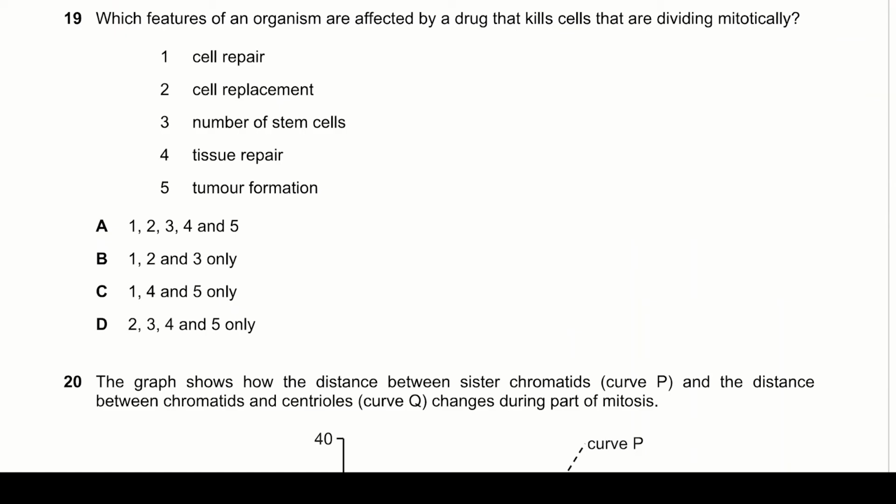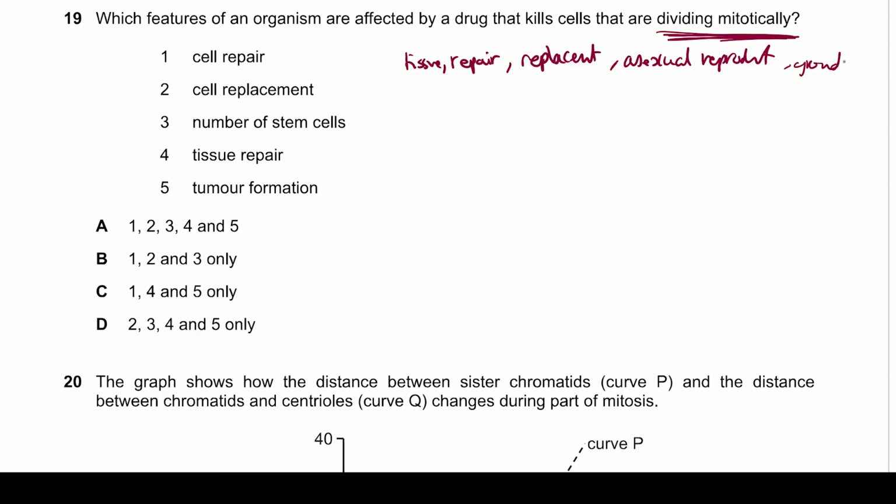19. Which features of an organism are affected by a drug that kills cells that are dividing mitotically? In basic words, in this question they are asking us what the functions of mitosis are. The functions of mitosis we know: repair, or tissue repair, replacement, asexual reproduction, and growth. Let's see the suggestions that we have here.